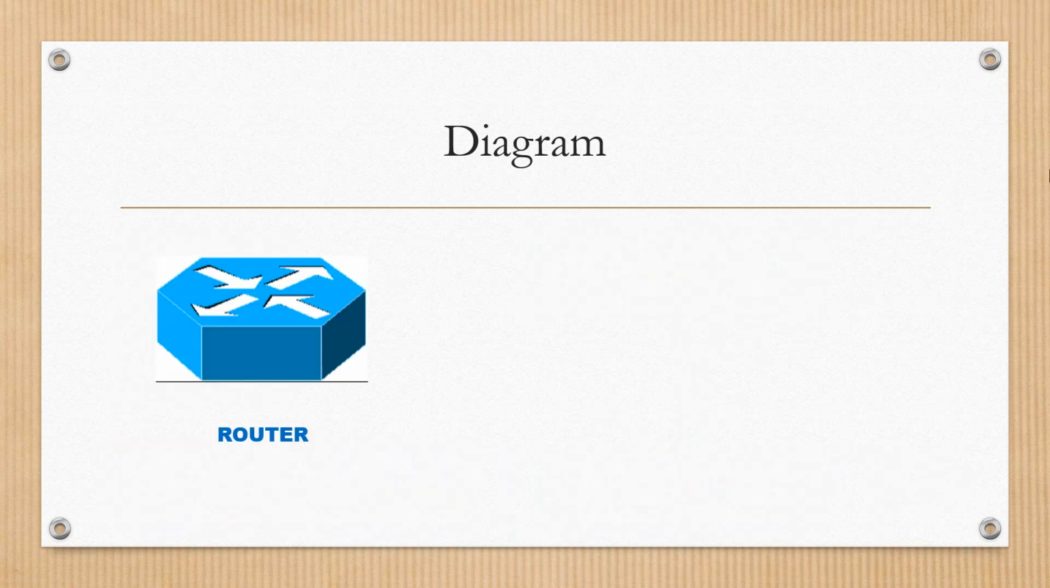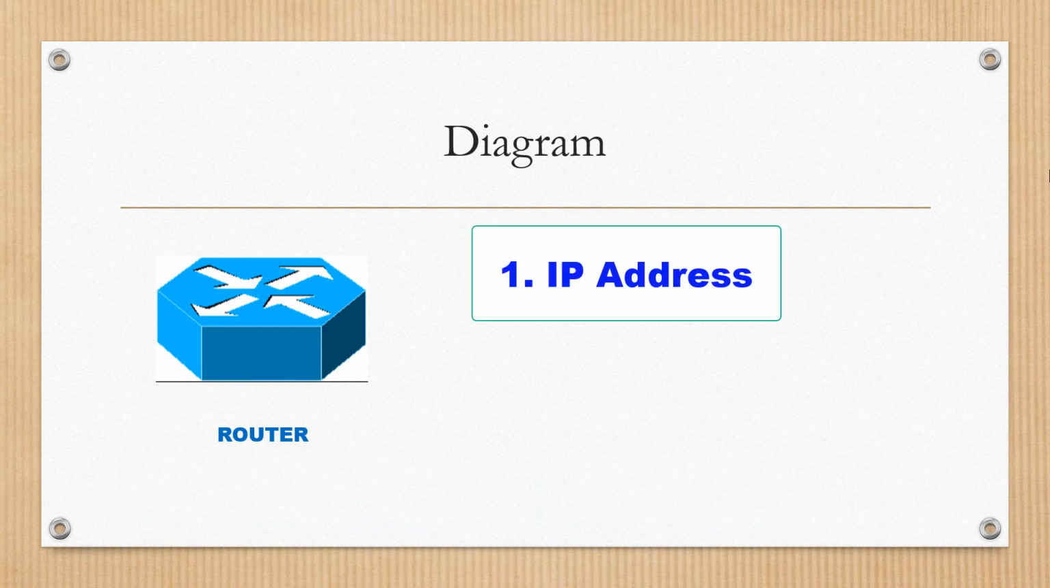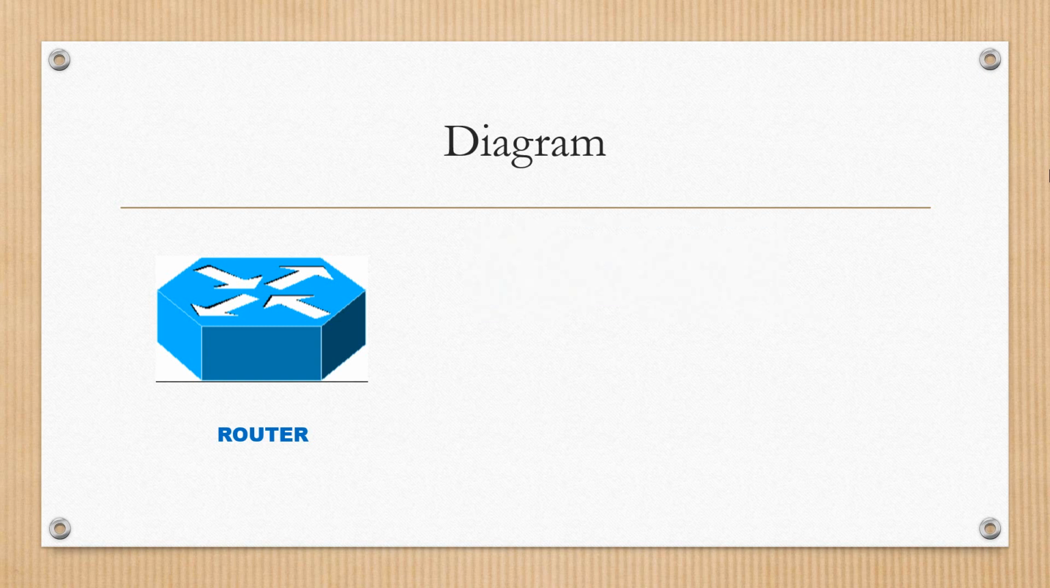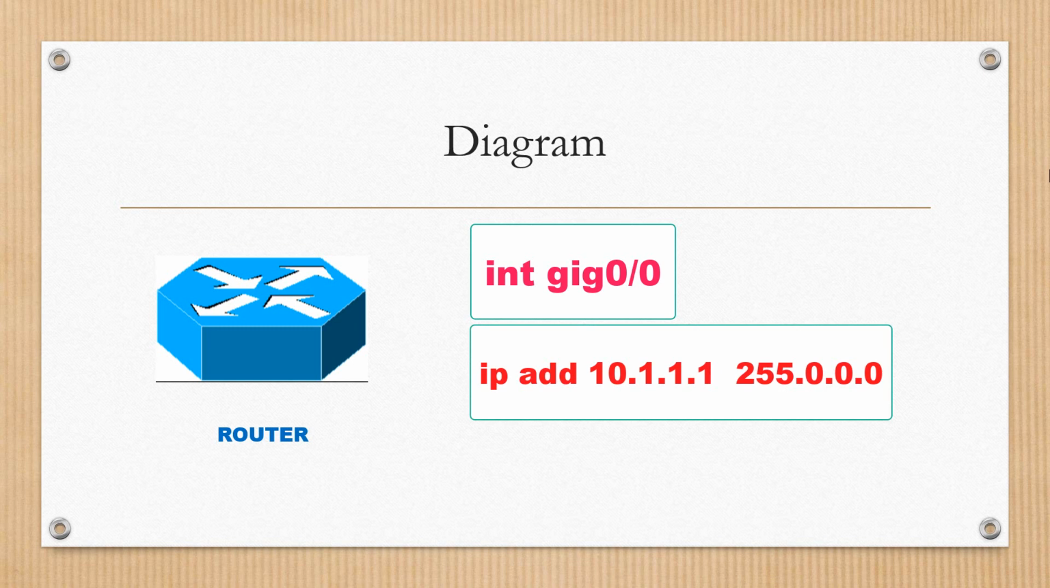Normally, when you configure the router interface, you just need to assign an IP address and bring that interface up. For example, in a router, suppose the interface is interface gig 0/0, IP address 10.1.1.1, subnet mask 255.0.0.0, and you will do a no shutdown to bring that interface up. That's how the interface will come up on a router.